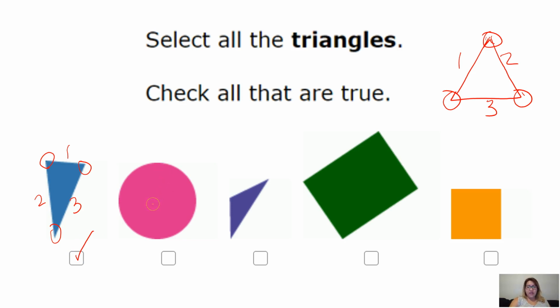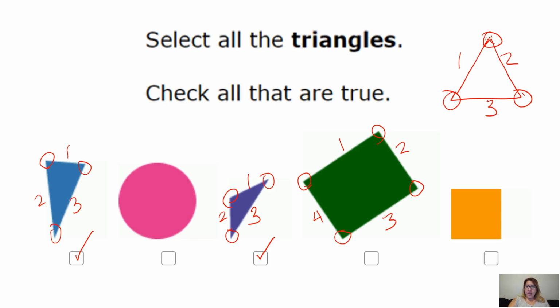This one does not have any vertices, okay, and it's round all the way around. Okay, let's see how many vertices. 1, 2, 3 vertices. 1, 2, 3 sides. So that does make it a triangle. Okay, so let's check the other shape. 1, 2, 3, 4. So this one has 4 vertices, 1, 2, 3, 4 sides. So that does not make it a triangle.